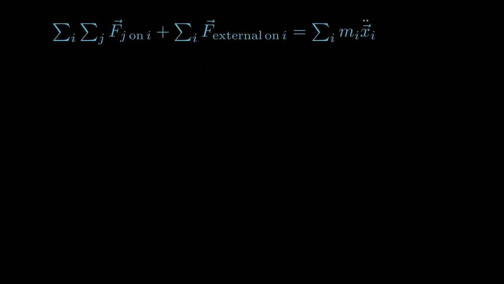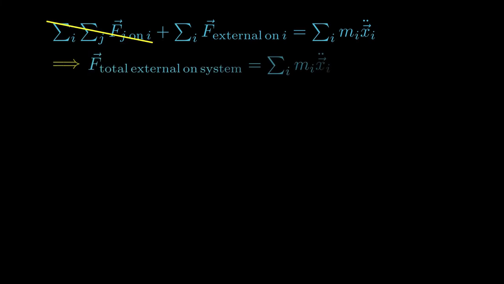The term with the double sum vanishes by Newton's third law. Recall that Newton's third law says that the force that particle j exerts on particle i is equal in magnitude but opposite in direction to the force that i exerts on j. Therefore, in the double sum over i and j, all of the force vectors cancel in pairs. The term that remains is the sum of all external forces, which is the total external force acting on the system. Therefore, the total external force equals the sum of masses and accelerations.